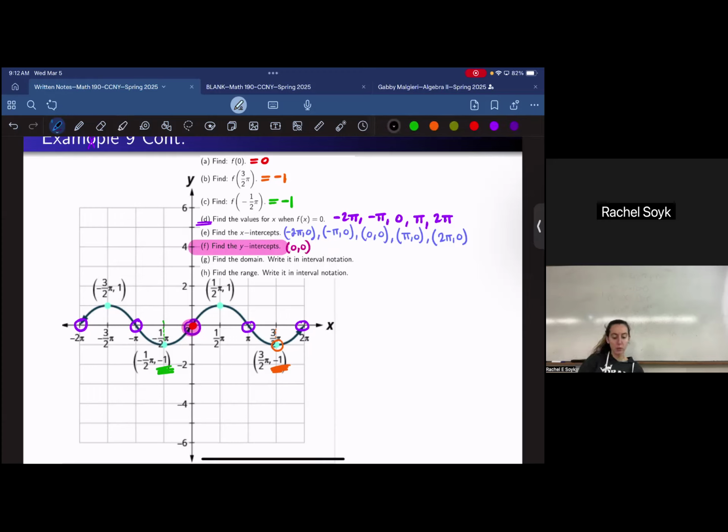Find the domain and write it in interval notation. What's our domain here? Look at all of our possible x values. Do we have any restrictions anywhere? No, so it's -infinity to +infinity. And then last but not least, what's our range? What's our lowest possible value every single time? -1. And what's our highest? +1. Right.